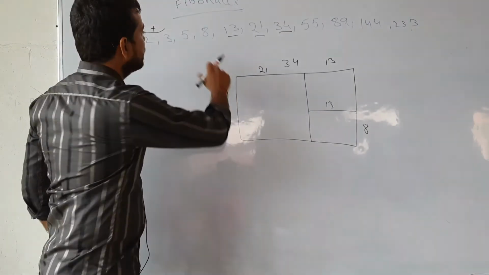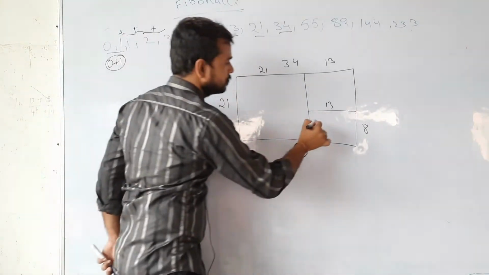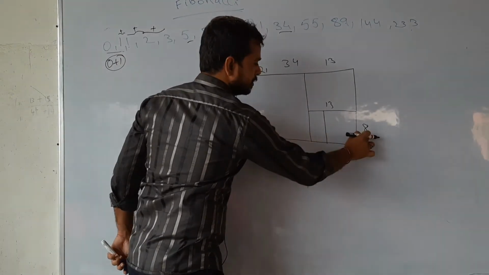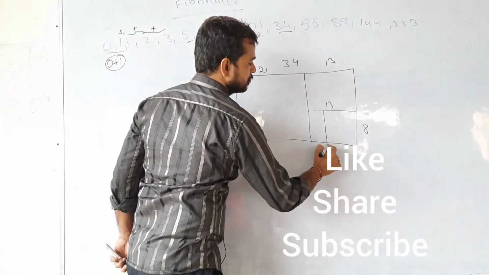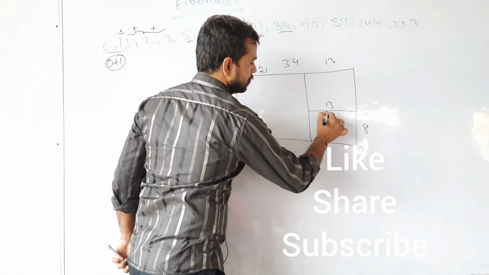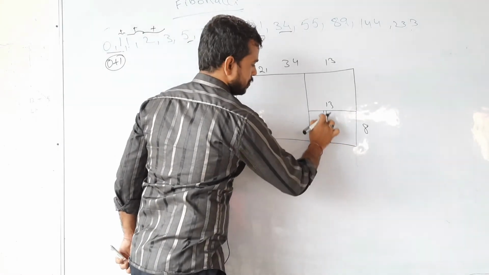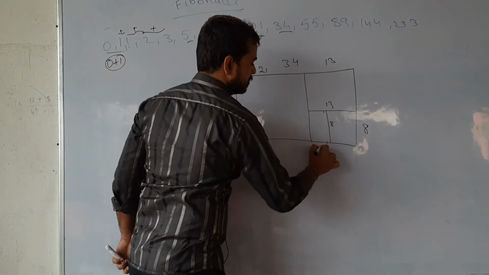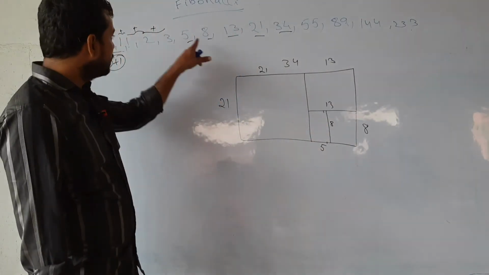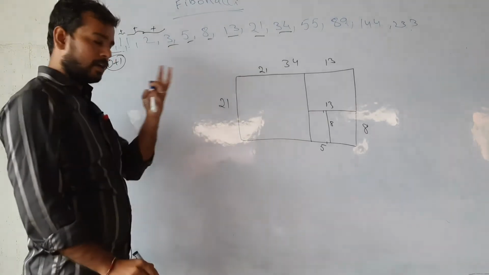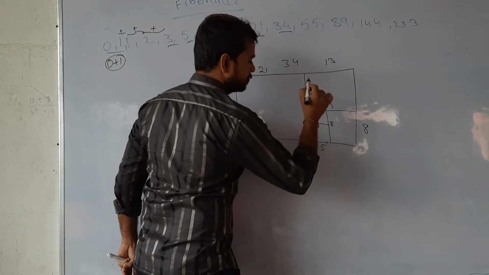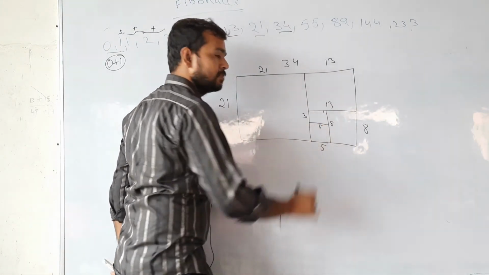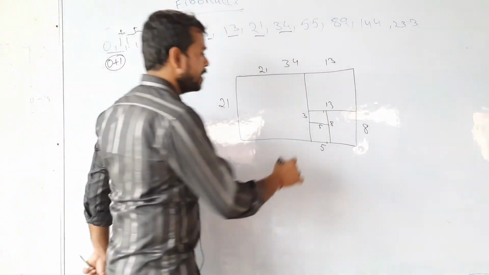Next, in 8 again what I am taking? 5. This is 8 and this is 5. Okay, in this 5 again I am taking the third part. This is 5 and this is the third one. Next, in this 3 I will take 2.